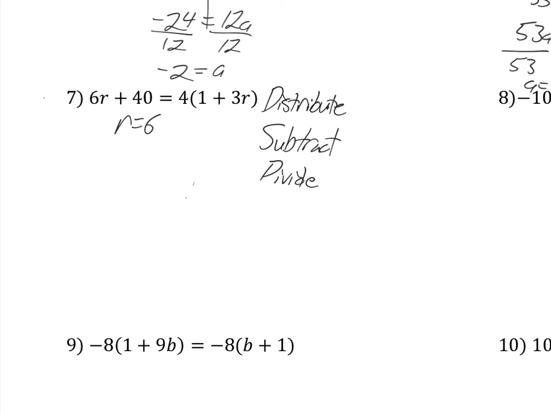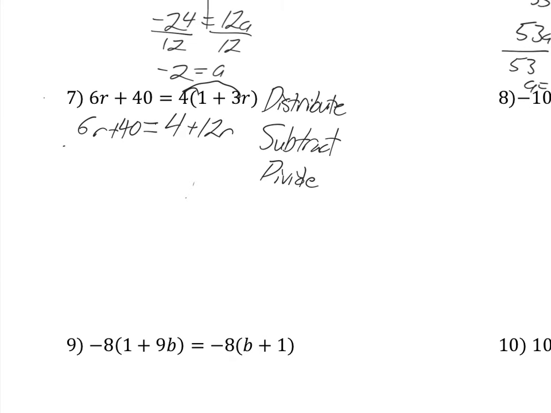Okay, so we should have gotten r equals 6, and we distributed, we subtracted, and we divided. So let's double check how that works. Looking at this, very first thing, I have parentheses, so I want to distribute that out. So 4 times 1, 4 times 3r. So I have 4 plus 12r equals 6r plus 40.